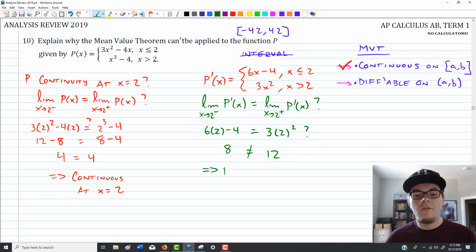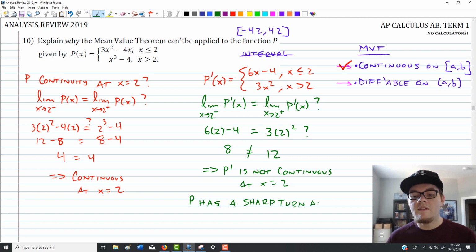That means that, of course, p prime is not continuous. What we just showed is that p prime has a jump at x equals 2. But more importantly, that means that p has a sharp turn. And specifically, that sharp turn is at x equals 2, which implies that p is not differentiable. And specifically, it's not differentiable on any interval containing x equals 2.